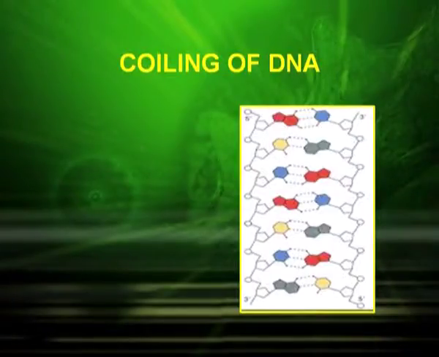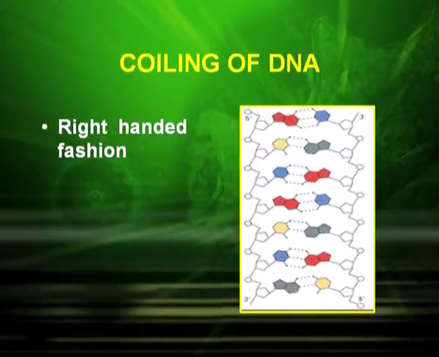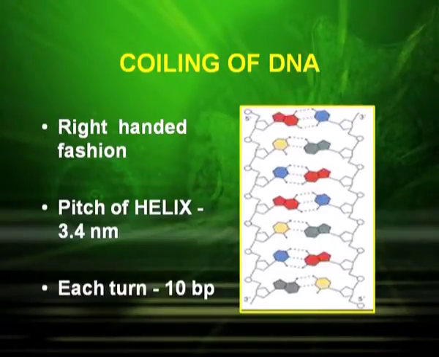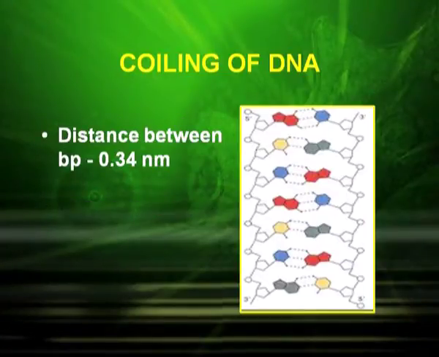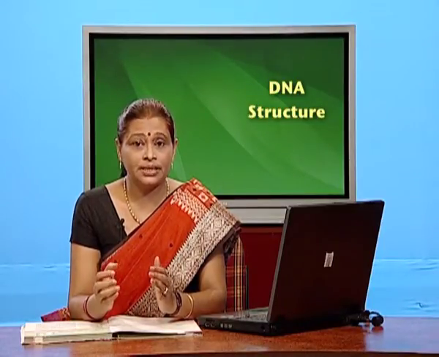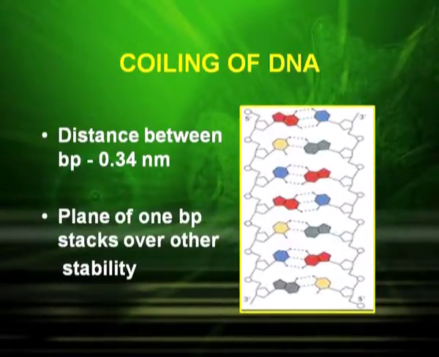Now, let us study the coiling of DNA. The coiling is done in a right-handed fashion, as you can see in the picture. The pitch of the helix is 3.4 nanometer and in each turn there are 10 base pairs. So, the distance between each base pair becomes 0.34 nanometer. Another very important feature is how the stability is ensured in the DNA. It is because the plane of one base pair stacks over the other, so that the stability is ensured.